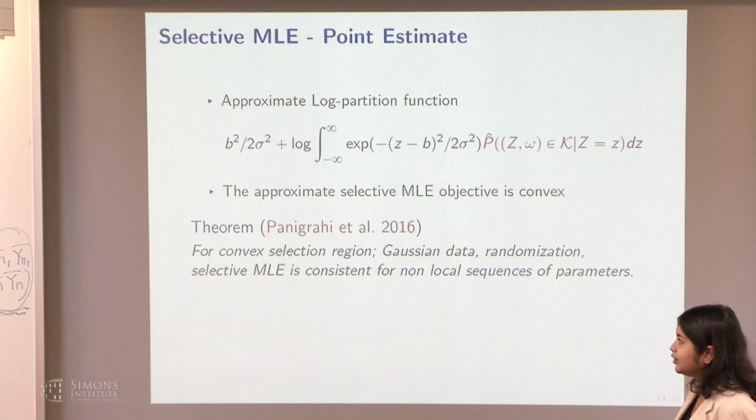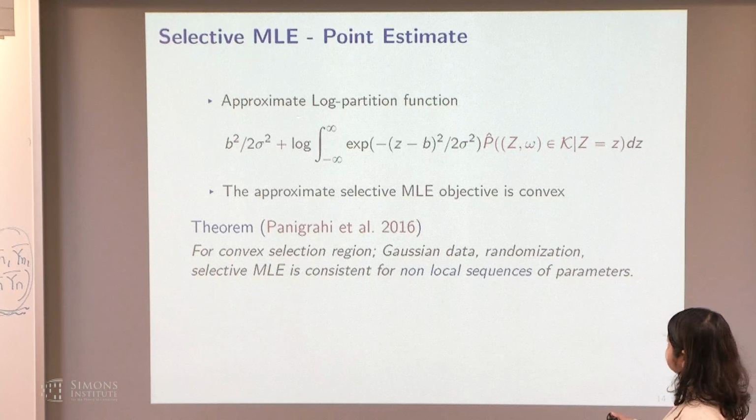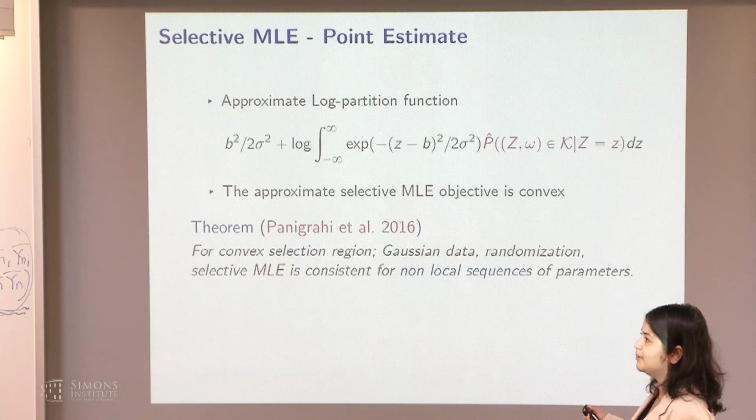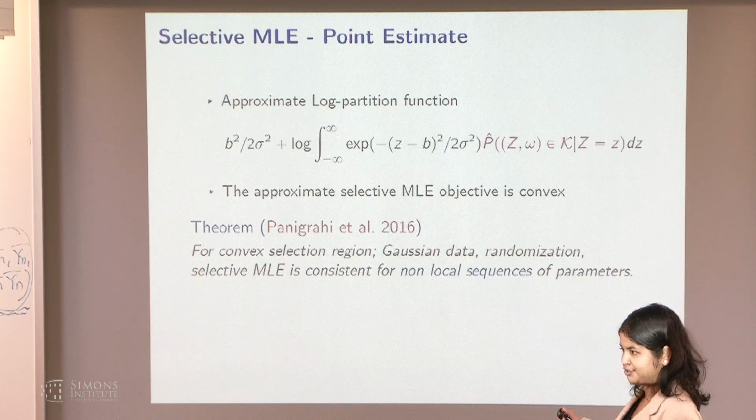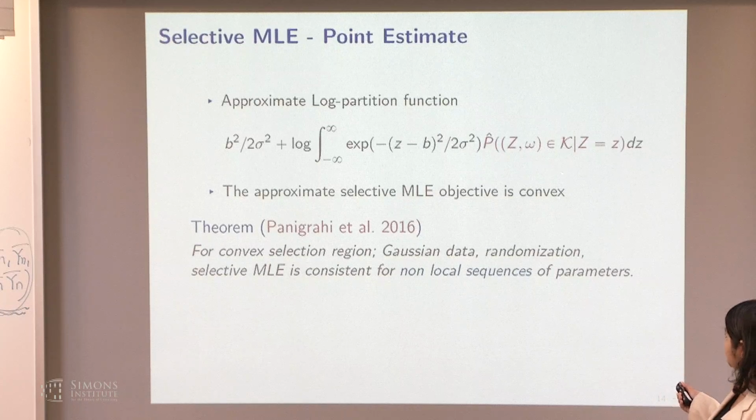So if I again go back to the randomized law, I knew that the randomized law belonged to an exponential family of distributions. If I look at the log partition of that exponential family of distributions, it would be given by this quantity. Again, the only intractable component was this probability of randomization landing in the selection region conditional on data, as a result of which I couldn't compute the selective MLE. But now with the approximation, I can just plug this approximation in and solve for the approximate selective MLE.